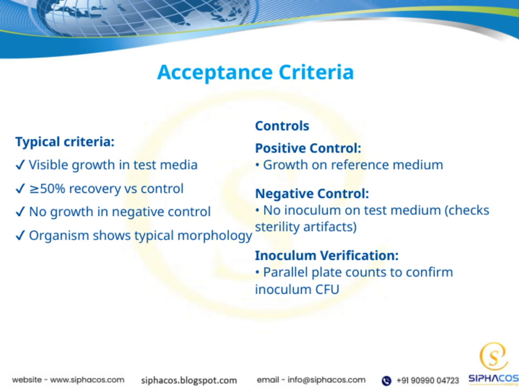Lastly, the organism should display its typical morphology, which helps us verify that the growth is indeed from the expected microorganism. All of these controls and criteria are essential because they ensure the reliability and accuracy of our test results, aligning with the overall goal of validating our microbial control processes.